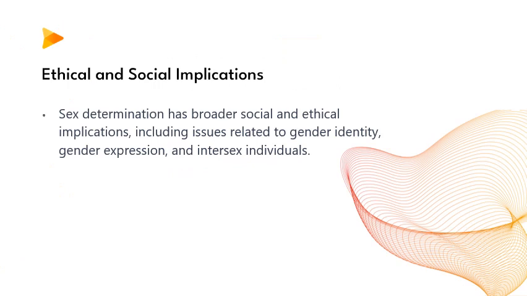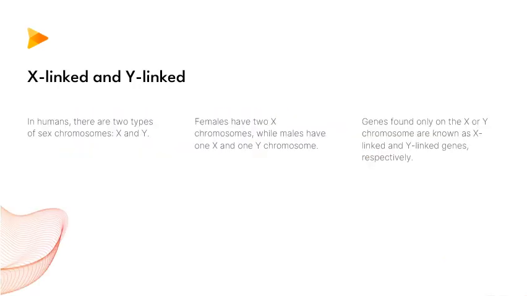So, of course, there are ethical and social implications around sex determination. Sex determination has a broader social and ethical spectrum, including issues related to gender identity, gender expression, and intersex individuals. It's important to recognize that biological sex is not solely binary and that gender identity can be independent of chromosomal or anatomical sex.